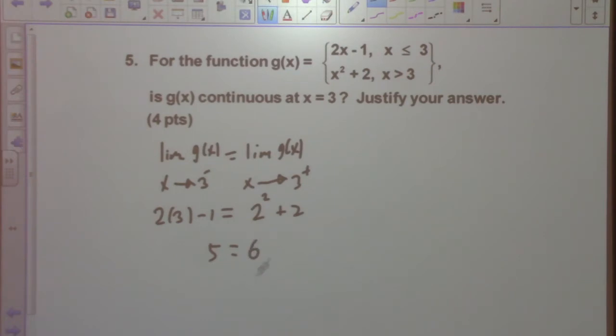No, I got it wrong. 5 equals 11. Yeah, I put the wrong number. It should be 3 squared plus 2. It ends up being 11, the same thing. Do they equal each other? No.